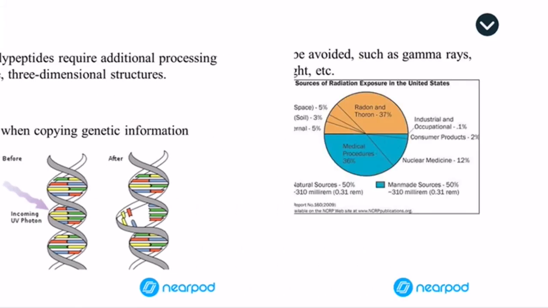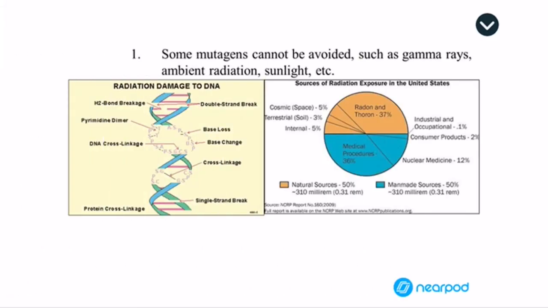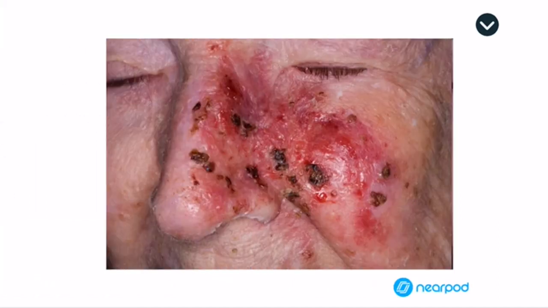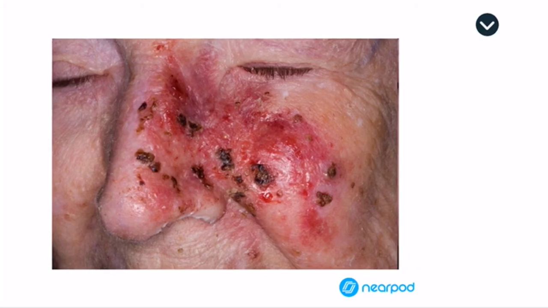The word mutation just means change. Some mutagens can't be avoided. A mutagen would be a change causer, gen, to make or create. And so gamma rays, which come from the solar system around us, ambient radiation, rocks are radioactive. Sunlight causes mutations. You can't avoid these things. And so here's an example of some DNA damage which led to cancer because of sunlight damage in skin.